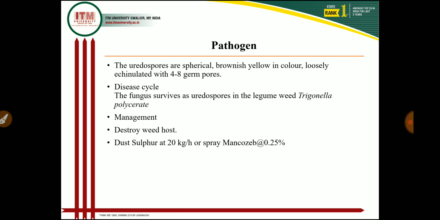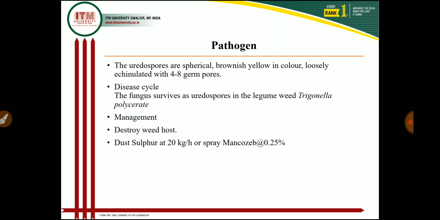So the uredospores are spherical, brownish yellow in color, loosely attached with 4 to 8 germpores, and the teliospores are round to oval, brown, single-celled with thickened apex, and the wall is rough, brown and warty. So these are the pathogen characteristics of Uromyces ciceris-arietini.